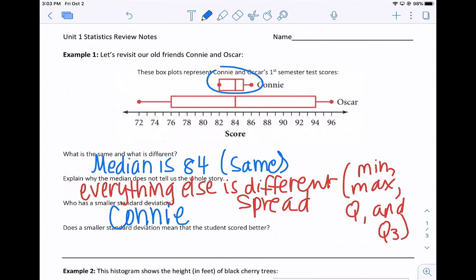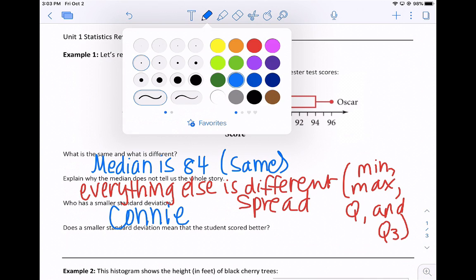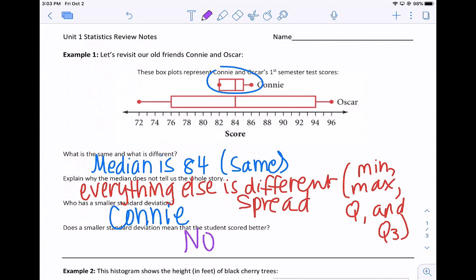Does a smaller standard deviation mean that the student scored better? Not necessarily. So I'm going to put no. It doesn't mean that the student scored better. We can see that Oscar had some scores that were better than Connie. He also had some scores that were lower. So consistency doesn't mean the level of score that you get.